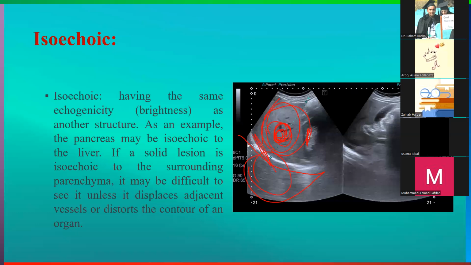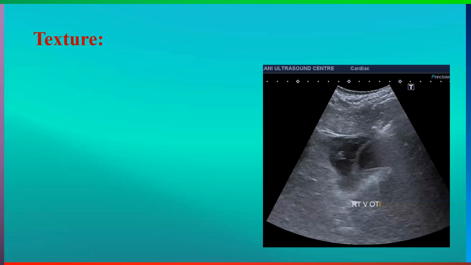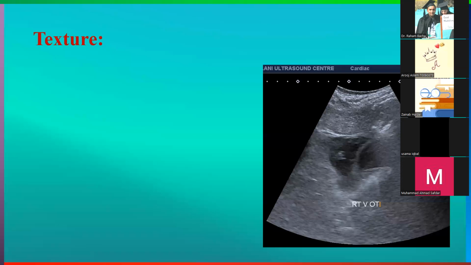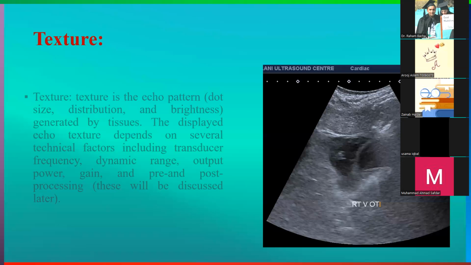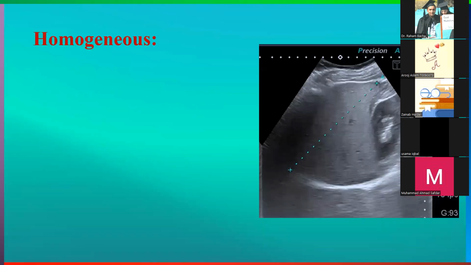Then we have another term which is texture, right? You know about the texture. The texture means the distribution of echo on the display. So the texture could be homogeneous or heterogeneous. By homogeneous echo texture, we mean that all the echoes are arranged smoothly. That smooth arrangement of echo on the display is called homogeneous. But if the echoes are roughly arranged on the display, then that will be heterogeneous.